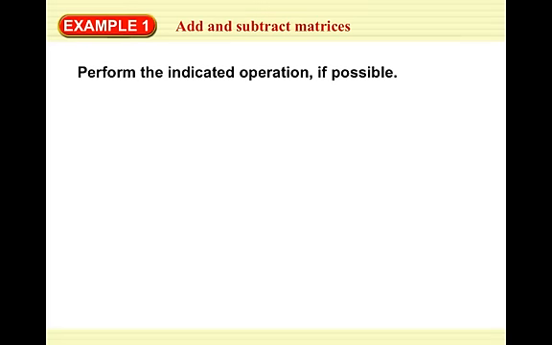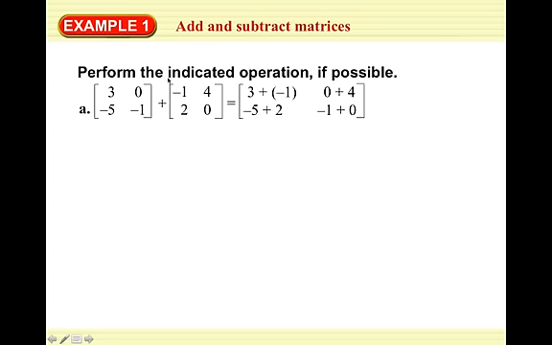So let's look at this. We're going to perform the indicated operation if possible. I look and I go, okay, I've got a 2 by 2 matrix plus another 2 by 2 matrix, so this should work. So I'm going to add corresponding parts. I'm going to do 3 plus negative 1, and that's going to give me my new first row, first column element. I add the first row, first column value plus the other first row, first column value, and I add those two together, and that makes my new first row, first column element.